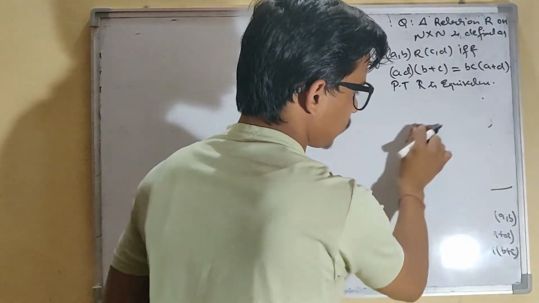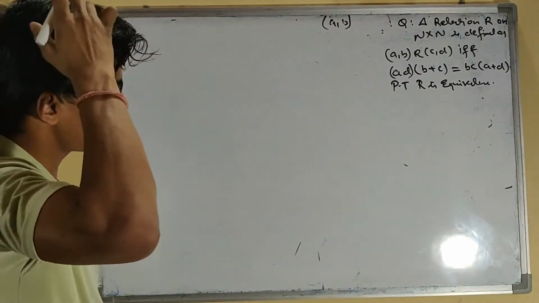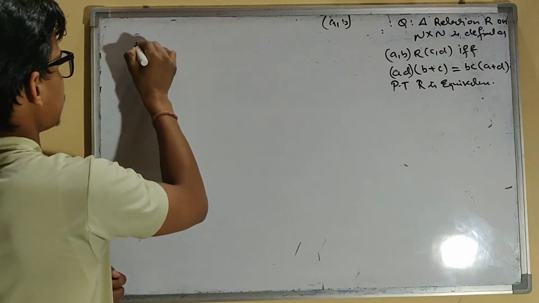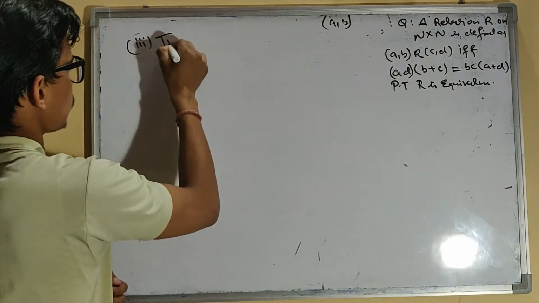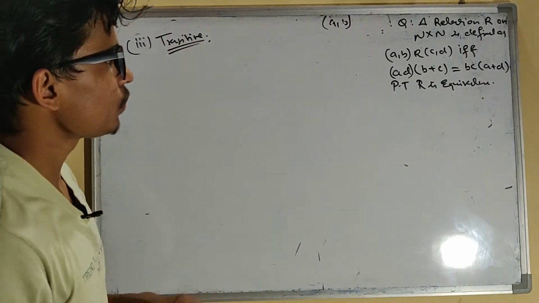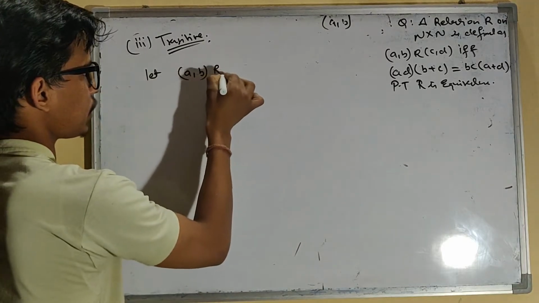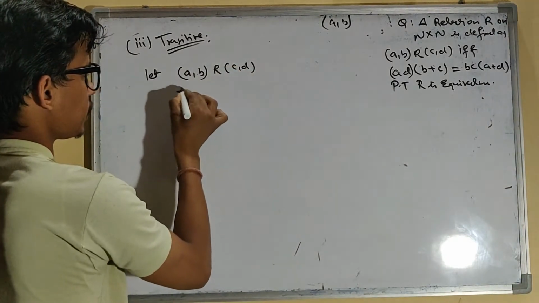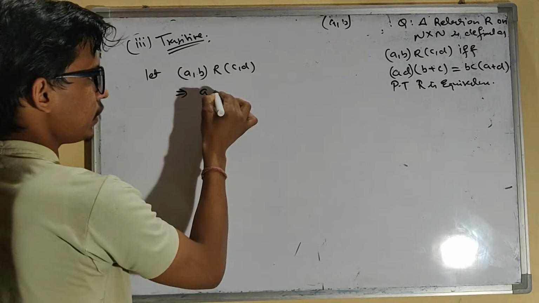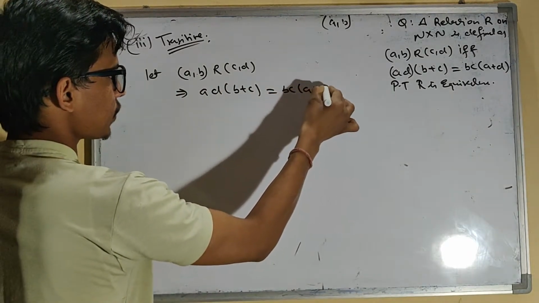So next we have to prove that it is transitive also. We have already done symmetric and reflexiveness. Next is transitive, the third part. In order to prove transitive, let (a, b) be related to (c, d). Then this implies that ad(b + c) = bc(a + d).